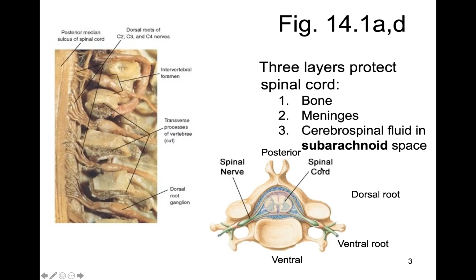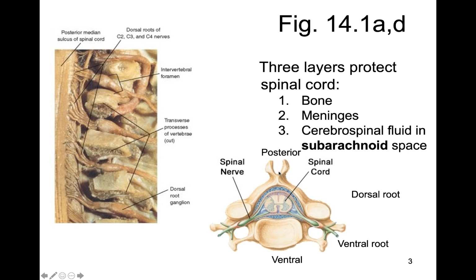So again, this is a cross section through the vertebrae. And if you remember, when you learned about vertebrae, this part was called the spinous process, and it's posterior. So this is what you can feel on your back. So this is posterior, or dorsal.